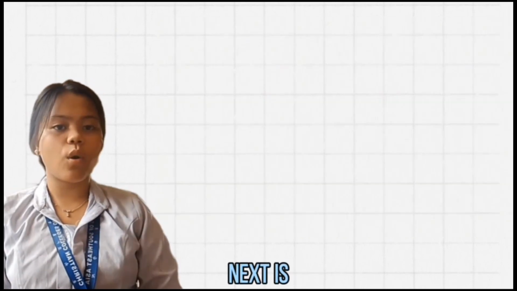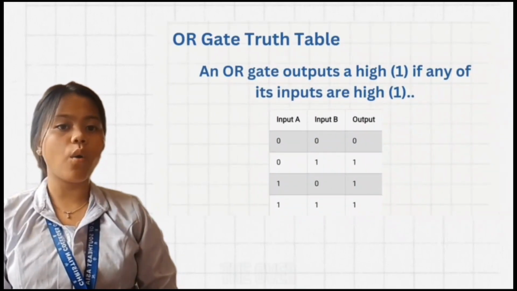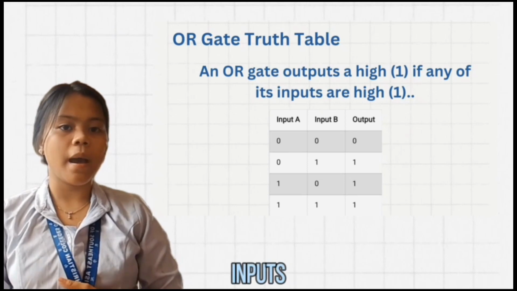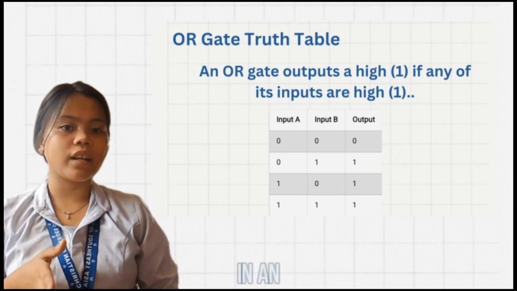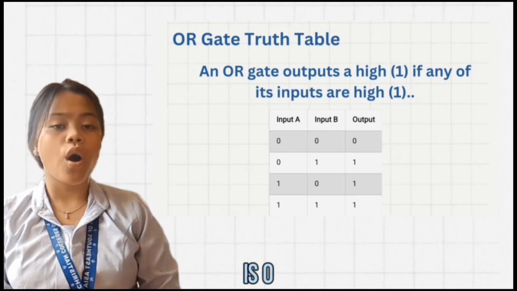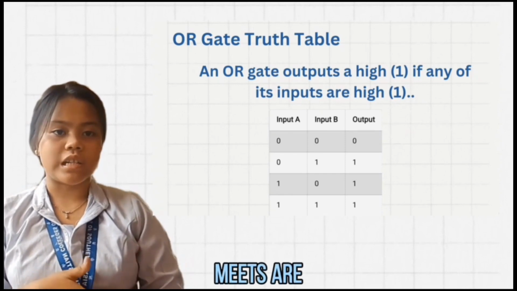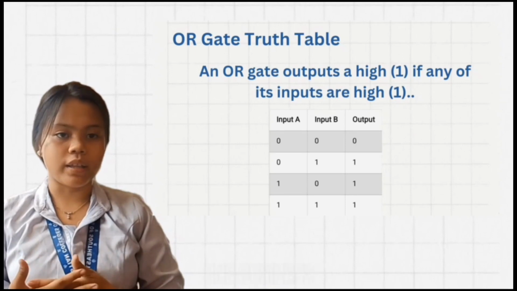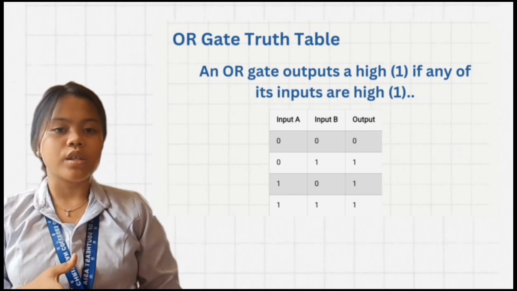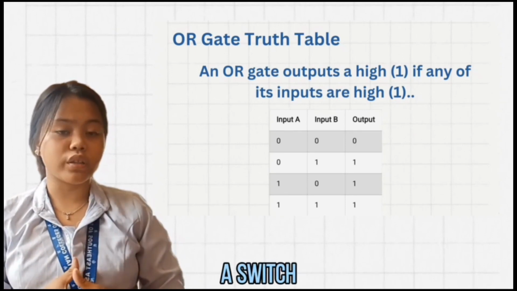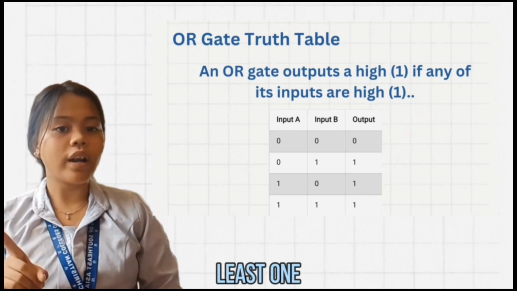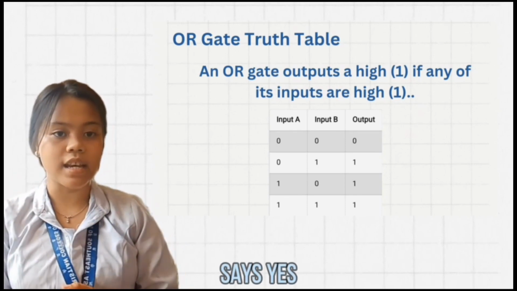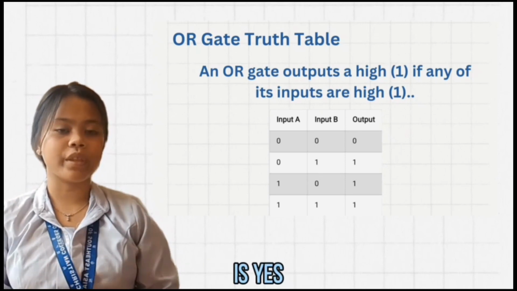So the next is the OR gate truth table. The OR gate is a fundamental logic gate that can have multiple inputs but only one output. In an OR gate, the output is 0 only when all input bits are 0. So if any input bit is 1, the output will be 1 based on the truth table. So an OR gate is like a switch that turns on if at least one input is on. It's like a group decision. If anyone says yes, the answer is yes.